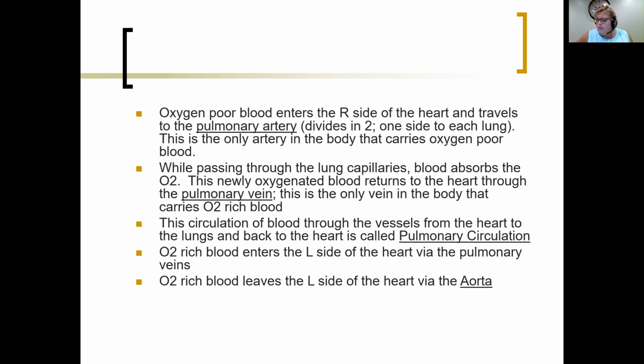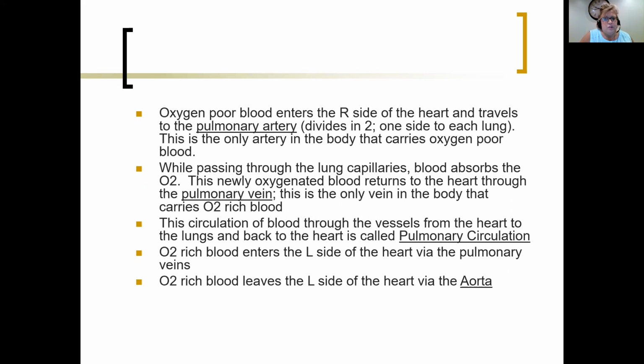The flow of blood through the heart. So oxygen-poor blood enters the right side of the heart and travels to the pulmonary artery, and we'll label this diagram in just a bit. The pulmonary artery divides into two, one artery to each lung, and this is the only artery that carries oxygen-poor blood. All of the other arteries carry oxygen-rich blood. This is the only exception.